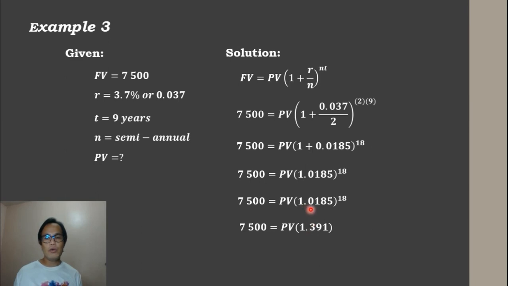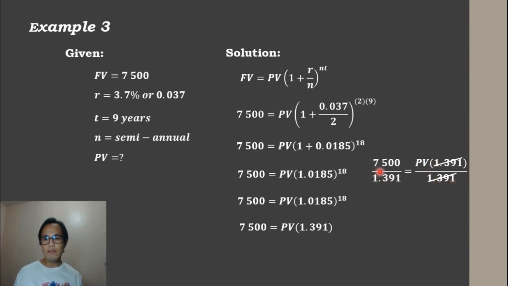Then 1.0185 raised to 18 is 1.391. Since we are only going to solve for the present value, to eliminate 1.391 we need to divide both sides by this number. So the present value times 1.391 divided by 1.391. Since we divided this number on the right side of the equation, we will also divide this same number on the left side of the equation. This time, we can cancel out 1.391. What remains on the right side of the equation will be the present value.